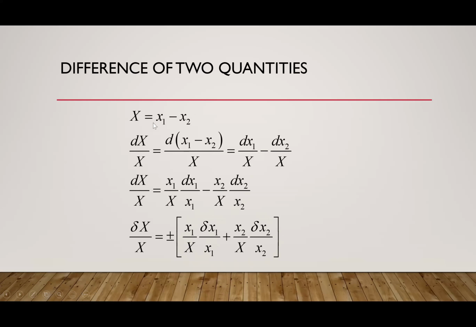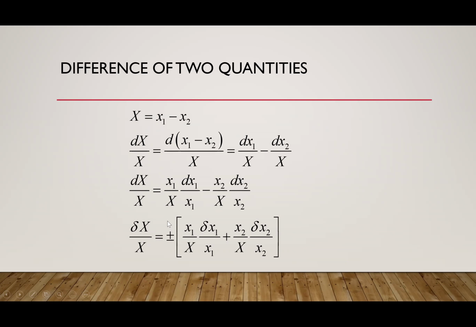How can we do that? If x is x1 minus x2, the change in x will be dx upon x, which can be written as d of x1 minus x2 upon x, and I can separate it out as dx1 upon x minus dx2 upon x. Again, a simple rearrangement I have done, dividing and multiplying by x1, the first quantity, and dividing and multiplying by x2, the second quantity. And by rearranging these terms, I can get delta x upon x. Over here, I can get x1 upon x, delta x1 upon x1, minus x2 upon x, delta x2 upon x2.